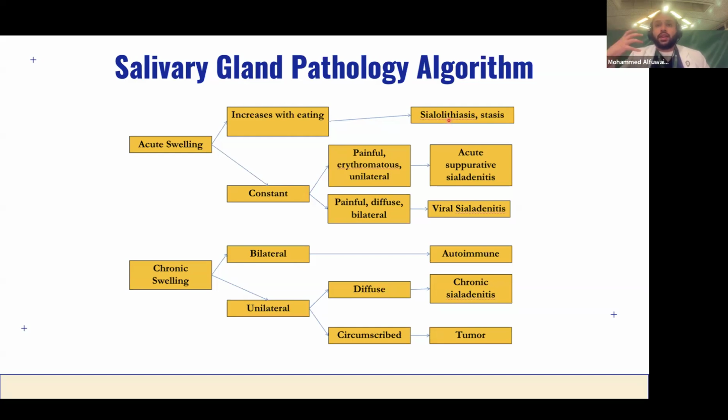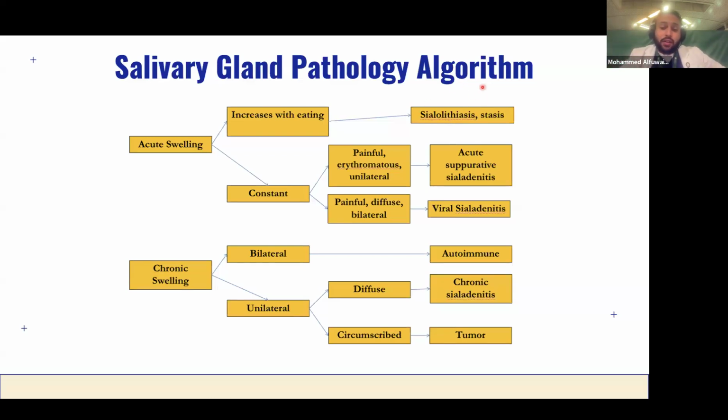Now, what's the gland going to do? It's going to secrete saliva. The saliva needs to get out of the gland, into the duct, and into whatever cavity it goes into. So now, if you have obstruction of this duct, where is the fluid going to go? Nowhere. It's going to stay inside that gland. So the gland will start to increase in size and start to inflame.